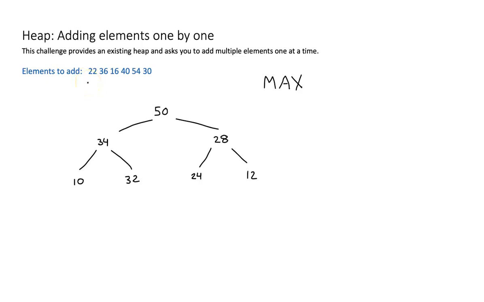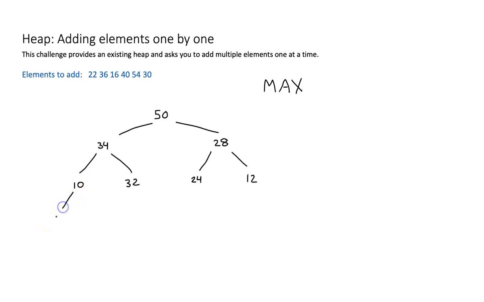The way we add elements individually is we find the end of the last level. So here I start at the root, I go down, end of the last level is right here, 12. So there is no possibility to add more because this is a binary heap. So each parent has only a maximum of 2 children. So we need to add a new level here, which is the left child of 10. And we're going to add 22.